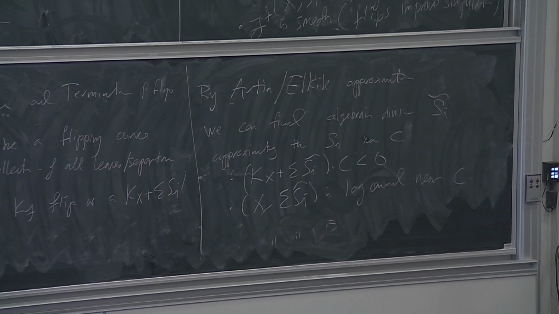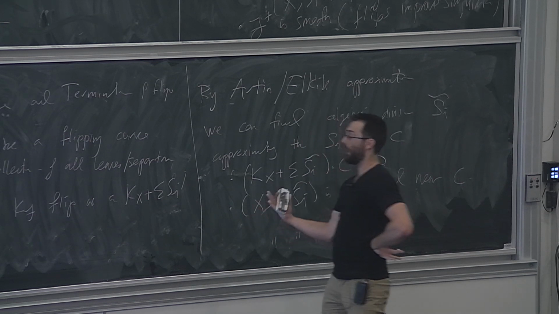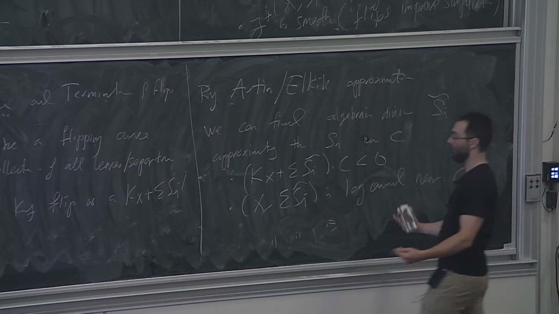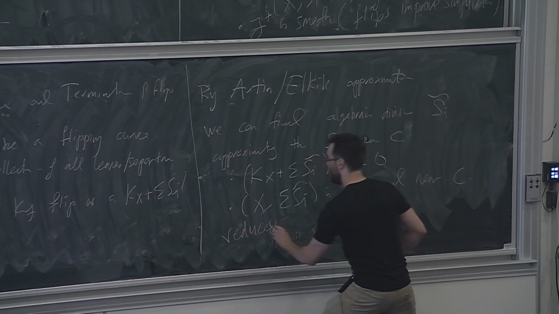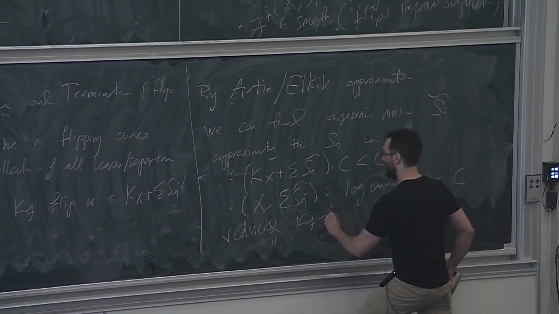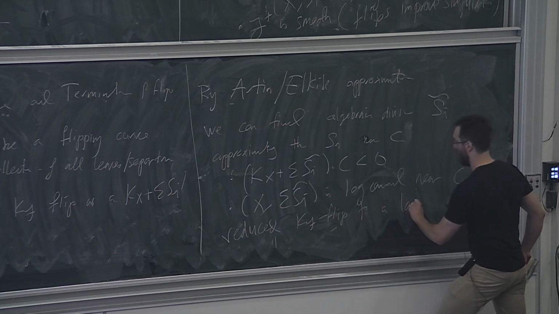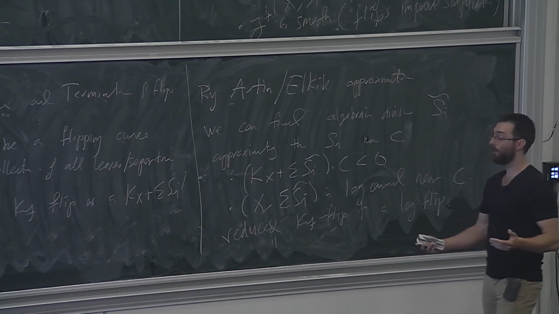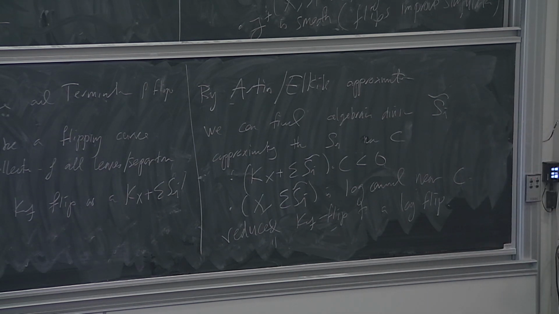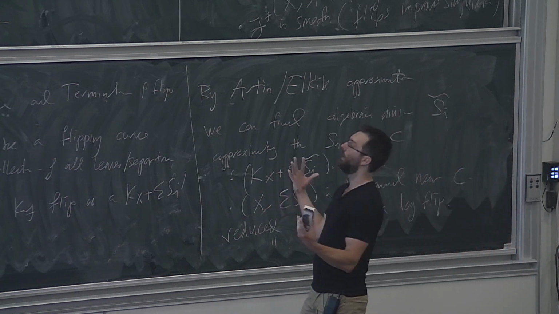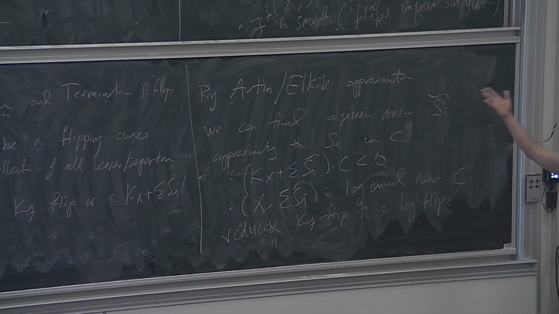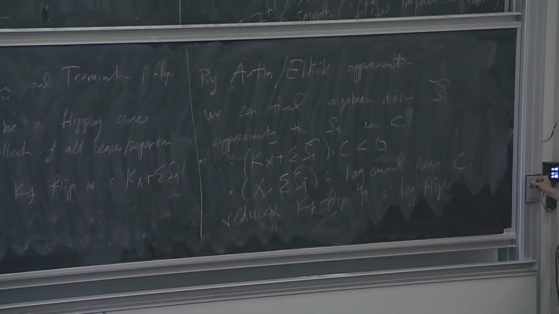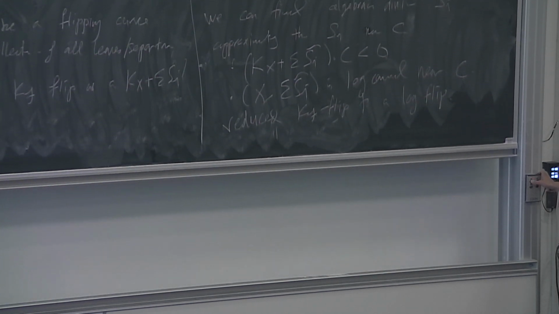Okay, and so in that case, what we've done is reduced the K_F flip to a K_X flip, or to a log flip. And we're on a threefold, so we know that log canonical flips exist. Okay, so this is existence. Basically, again, the idea, like we saw in this example up here, is to reduce the foliation flip to some kind of log flip. Okay, so for termination, termination is a bit of a thornier issue.